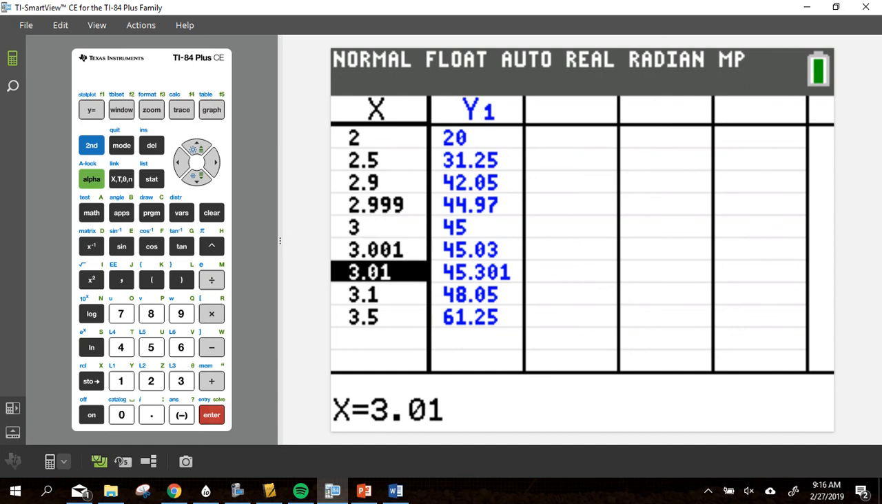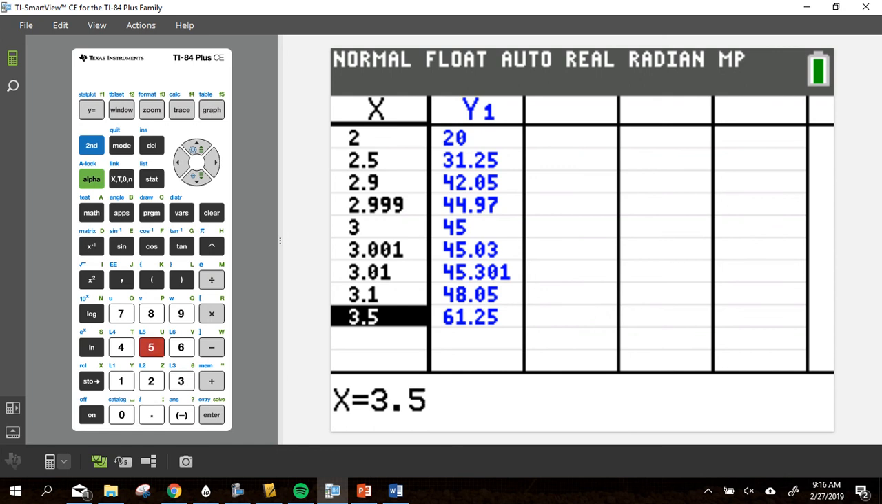3.001. And 3.01. And 3.1. And 3.5. And so on. We could type in some numbers, but we've got our table. In order for it to be a limit, the left-hand side and the right-hand side need to be approaching the same value. As you get closer to 3 from the left-hand side, as you get closer to 3 from the right-hand side, are you approaching the same value? What are we getting closer to? 45. My answer is 45. Done.